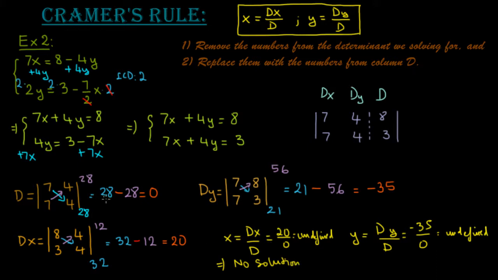What happens if D equal to 0, Dx equal to 0, and Dy equal to 0? If only D is equal to 0, then there's no solution. But if D, Dx, and Dy all equal 0, let me see. If this case happens, then we have infinitely many solutions.